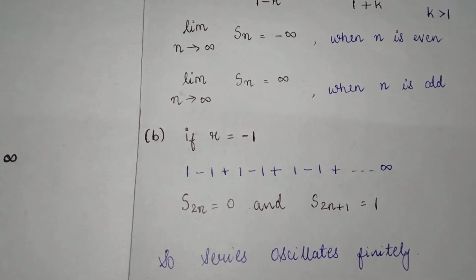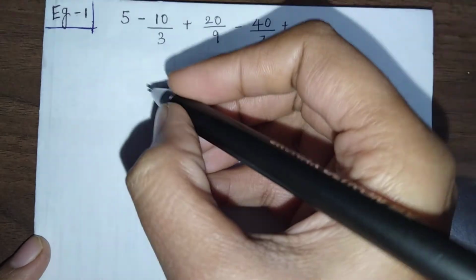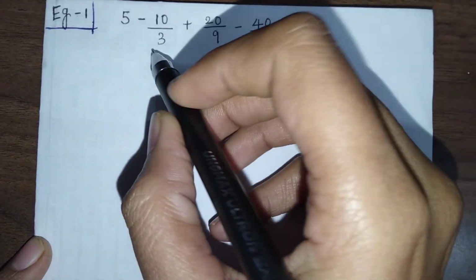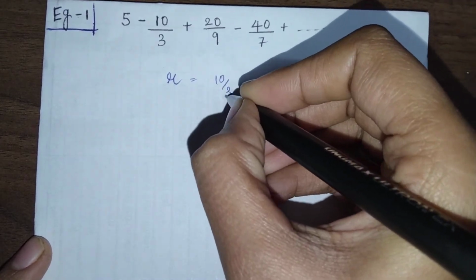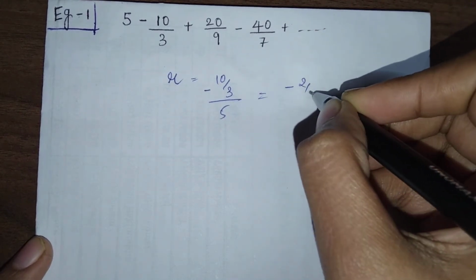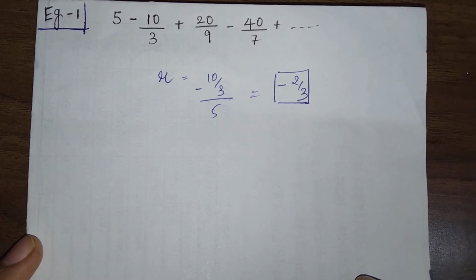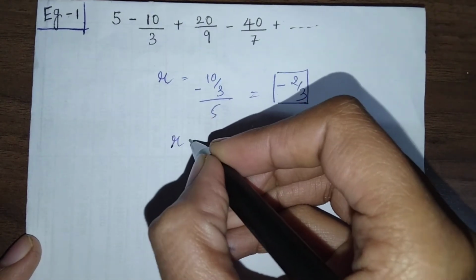Now let us see examples of geometric series. Example 1: 5 minus 10 by 3 plus 20 by 9 minus 40 by 27 is given. We can see that the given series is a geometric progression. If you calculate r, you get minus 10 by 3 divided by 5, which means minus 2 by 3. So our common ratio for this series is minus 2 by 3.